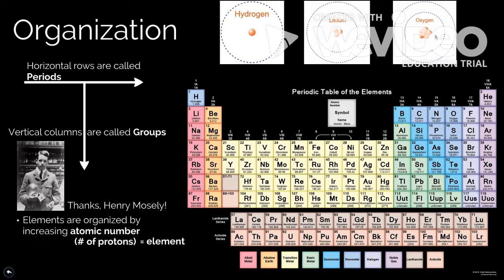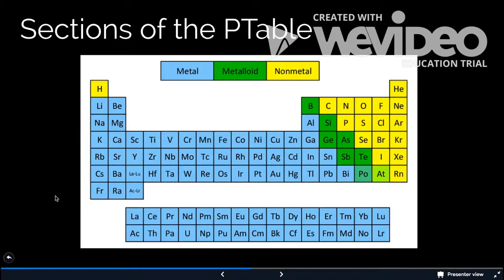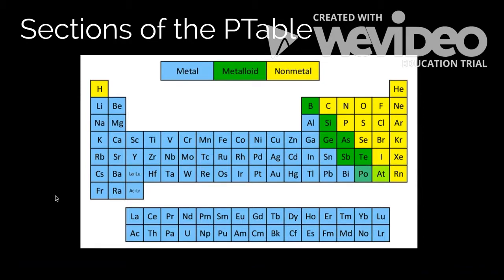If you have an atom with 8 protons, it will be an atom of oxygen. So remember that the number of protons, or the atomic number, is the defining characteristic of every element. This is what gives it its identity. Now let's talk about the different sections of the periodic table that we can have.